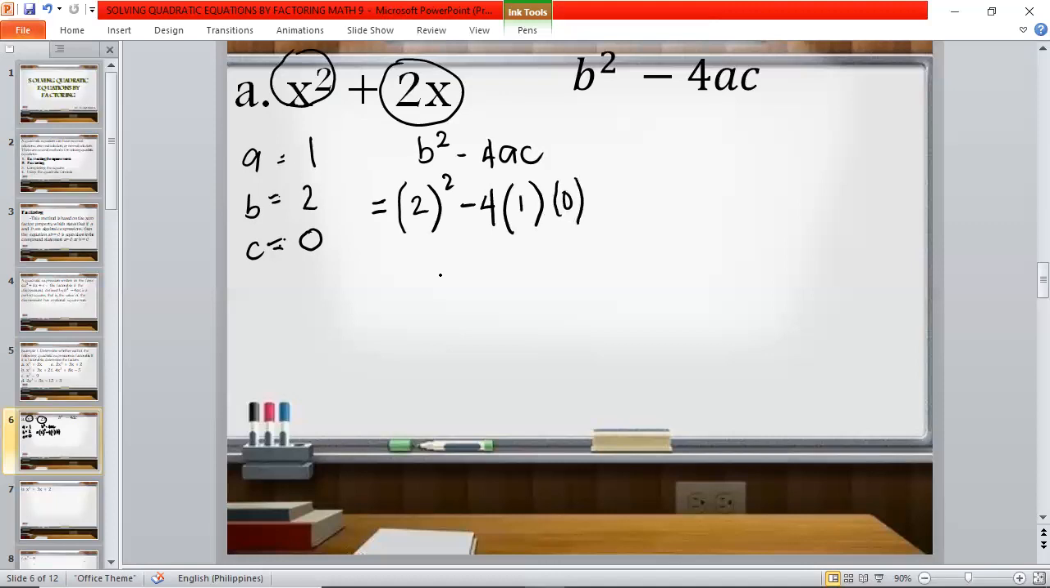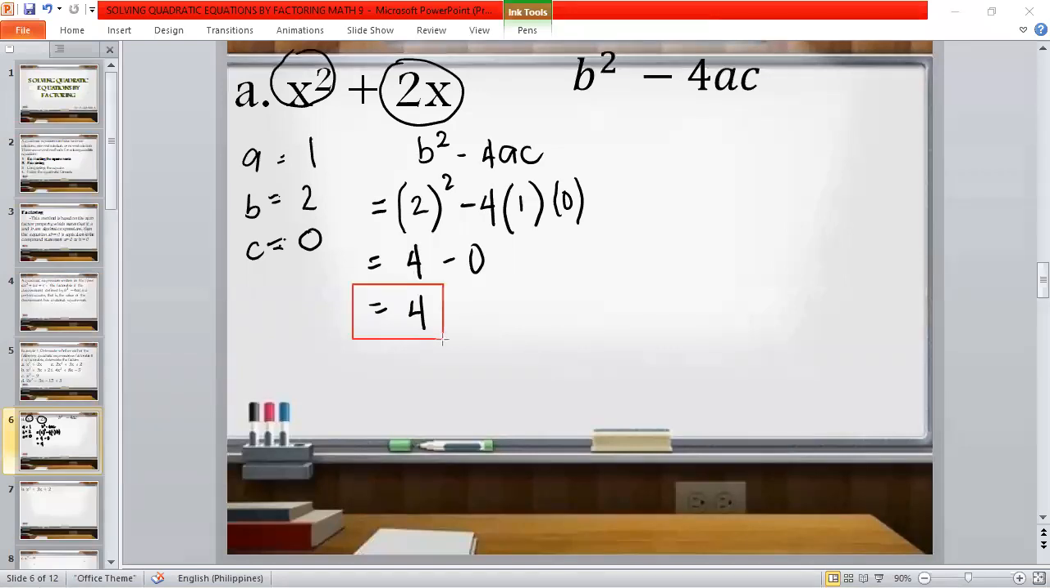Very good. Now that you already substituted the values into b squared minus 4ac, we can simplify these numbers. 2 raised to 2 is equal to 4. Negative 4 times 1 is negative 4. Negative 4 times 0 is 0. Any number you multiply by 0 is always 0. Then 4 minus 0 is equal to 4. So this is now the discriminant of the expression x squared plus 2x.